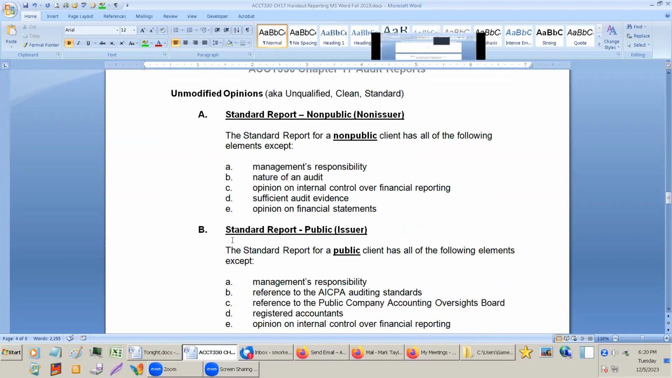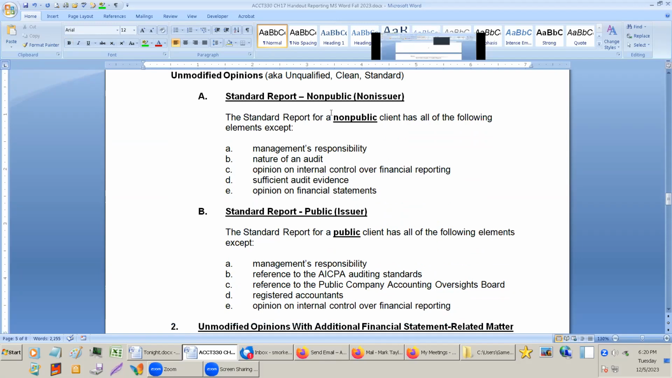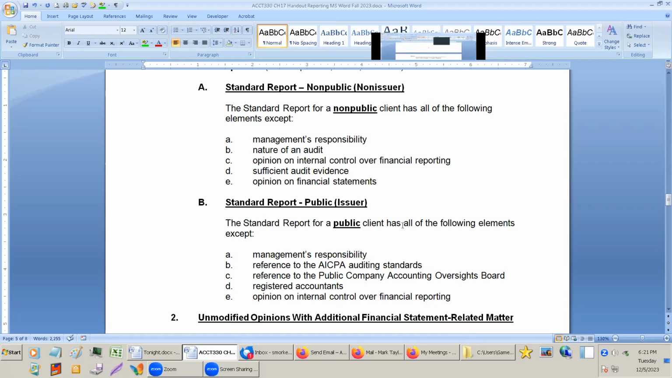A couple questions. So unmodified opinions, unqualified, clean. Okay, so let's take the standard report. The standard report for a non-public company is all the following except. This one's kind of tricky. You want to throw a guess out? So which of the following would not be on though?